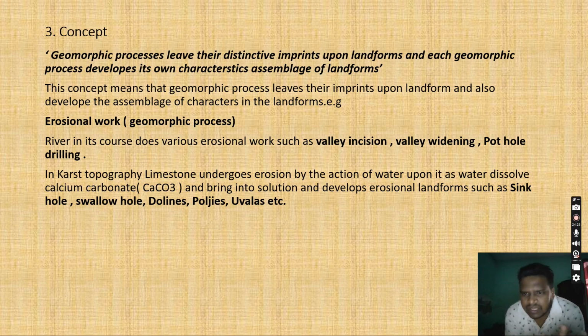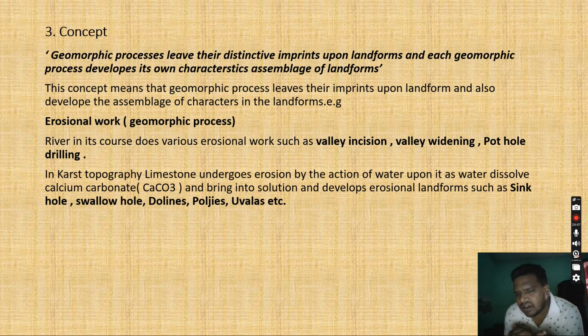In case of a river, we have some erosional work that is done by the river, that is deepening of the valley, widening of the valley floor, and pothole drilling of some cylindrical holes over the riverbed.